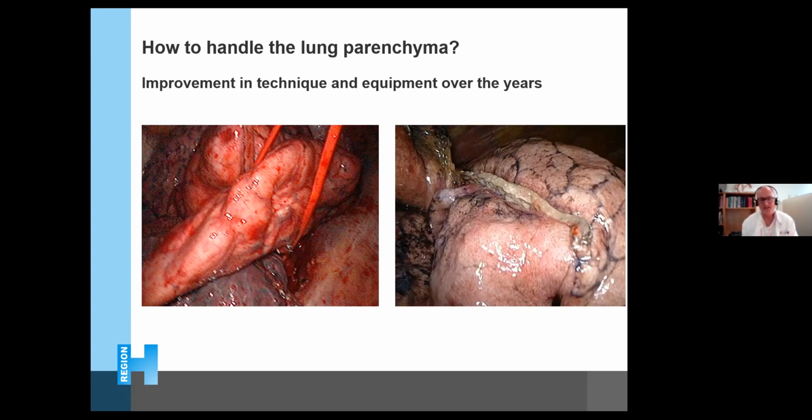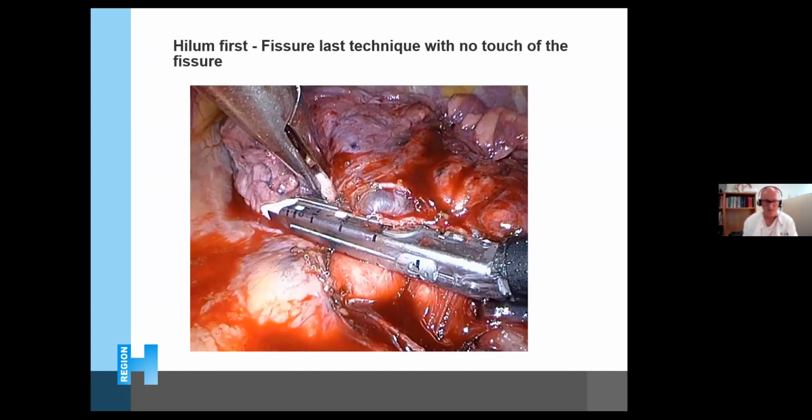So I don't use any clamps at all on the lung parenchyma, especially not to stay inside, because that can make scars. And actually the lung parenchyma is a film in itself to cover the lung tissue. And then, as mentioned on several occasions, the high-low first, fissure last technique.